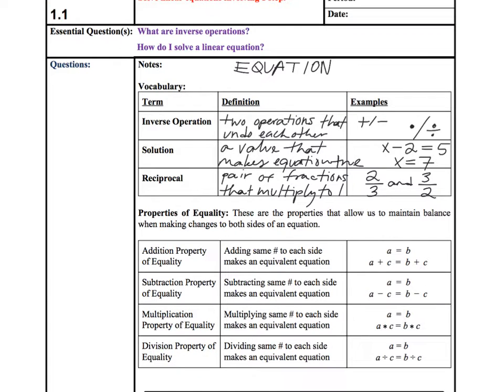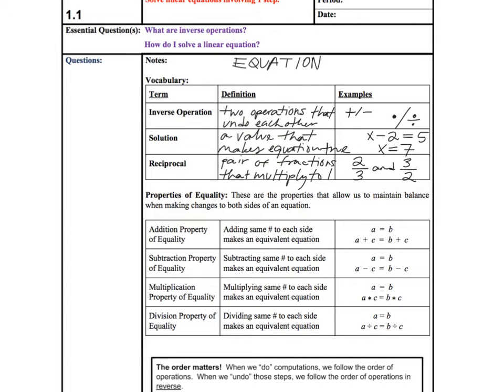Other definitions here. Properties of equality. I didn't want you to write it out because these are important, and this is how we solve an equation, but I don't need you to write everything. So these are the properties that allow us to maintain balance. Addition property of equality says I can add the same number to both sides. As long as I do it to both sides, it makes an equivalent equation. So it doesn't change anything.